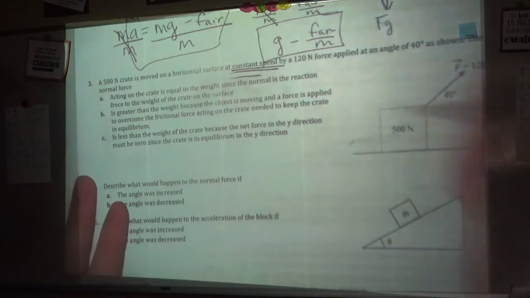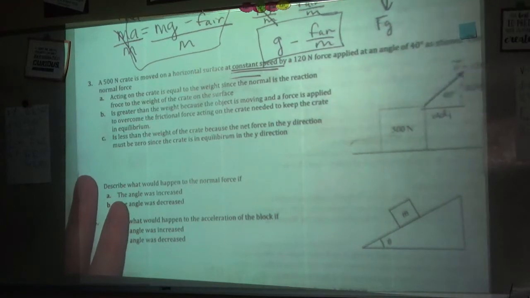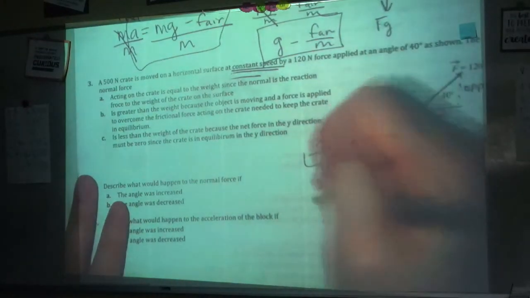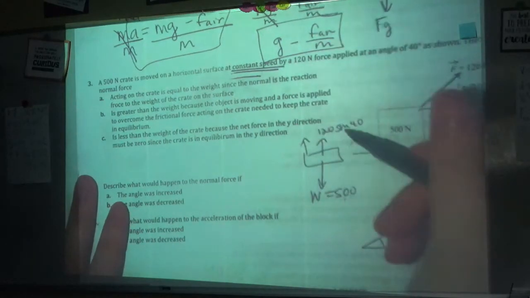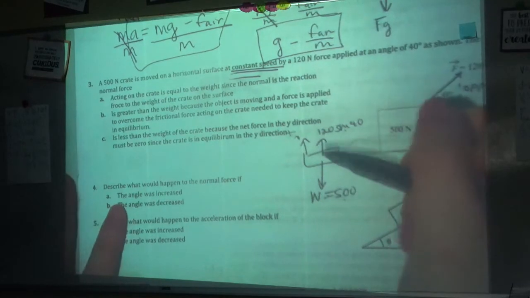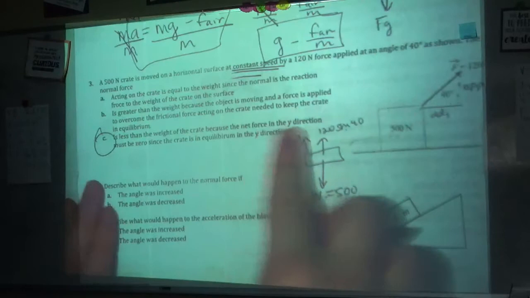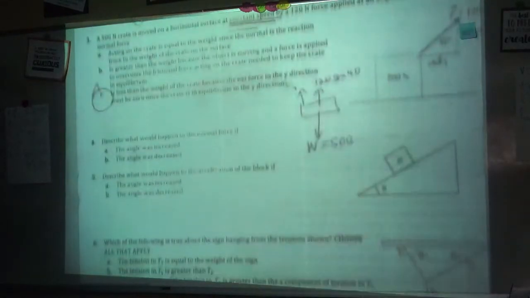Well, if we draw a free body diagram, if we were to split this up, make it into a triangle, this would be the opposite side, this would be the adjacent side. So this would be 120 sine of 40 this way. And then 500 newtons is the weight, so my weight would be 500 newtons. So my normal force would just be 500 minus that, which means my normal force would be less than the weight because I have some force holding it up. So C is less than the weight because the net force in the y direction must be 0 because it is in equilibrium for the y direction.